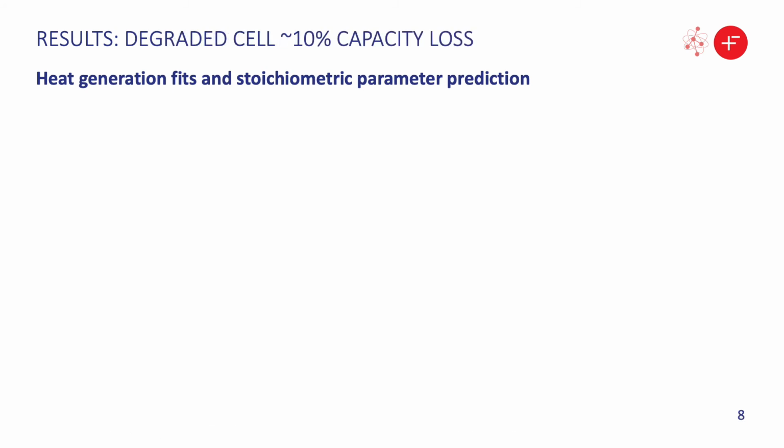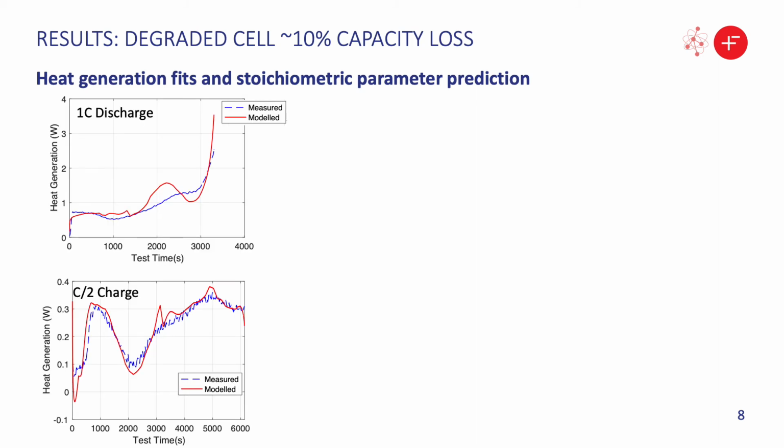We now examine the technique's performance for degraded cells in the same way. Again, we examine the heat generation fits. Here a 1C discharge and C/2 charge are shown. Beginning with charge, there's a very good agreement between the modelled and measured heat generation. Both shape and magnitude are captured very accurately.